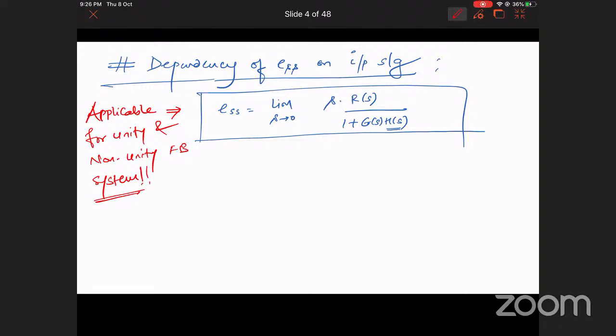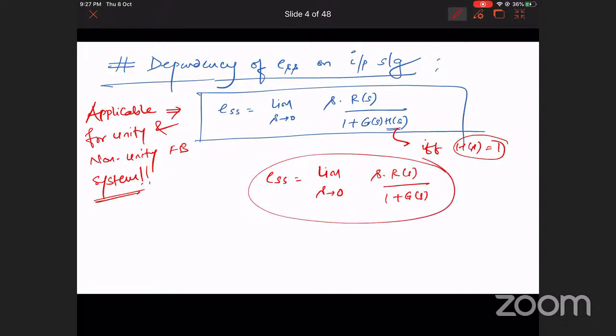And let me tell you, what is going to happen if h of s is equal to 1? If h of s value equals 1, this formula will become ESS equal to limit s tends to 0, s into r of s upon 1 plus g of s only. The only difference is that h of s has become 1. That's it, guys. Yes, there are many formulas which are applicable only for unity feedback system. But don't worry, this formula is applicable for unity as well as non-unity feedback system.